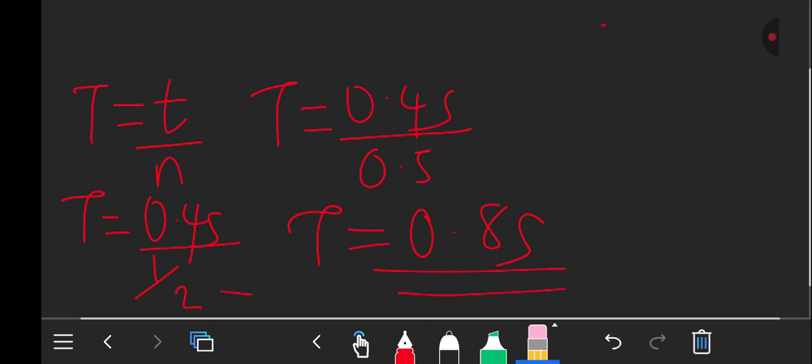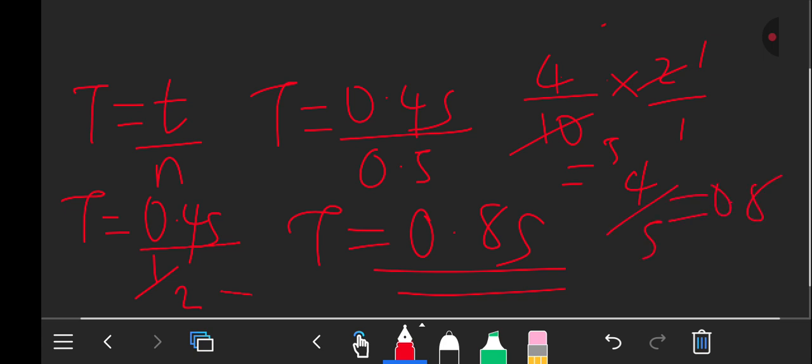What I've done basically there is I've just converted 0.4 to 4 over 10, then multiplied by, since we are dividing by half, you just multiply by the reciprocal, which is 2 over 1. The 2 goes into 10 five times, so we have 4 over 5. So 4 over 5 is just 0.8, because 5 into 4 is 0, we put a 0 there, and 5 into 40 is 8. So that is how I found the answer to be 0.8 seconds.